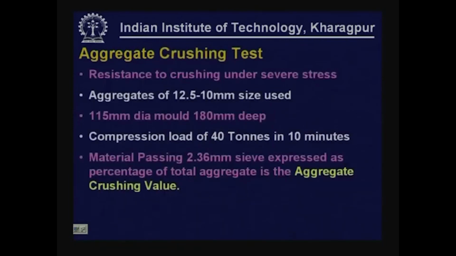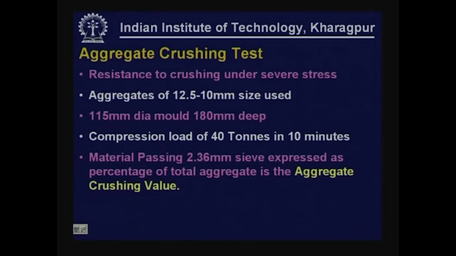The aggregate crushing test is normally used for aggregates used for cement concrete. This test is used to measure resistance to crushing under severe stress. The aggregates that are used in bituminous mixes are not normally subject to such severe stresses. Aggregates of 12.5 to 10 millimeter size are used.